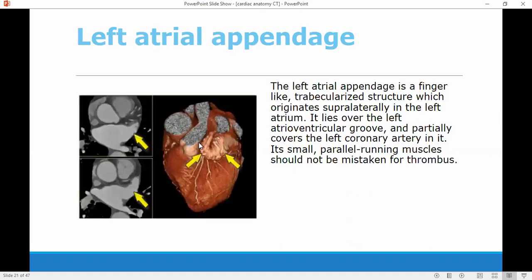Left atrial appendage. The left atrial appendage is a finger-like trabeculated structure which originates supralaterally in the left atrium. It lies over the left atrioventricular groove and partially covers the left coronary artery. It is a small, parallel running muscle and should not be mistaken for a thrombus. The left atrial appendage is more trabeculated than the right atrial appendage, and we should not mistake it for a thrombus.